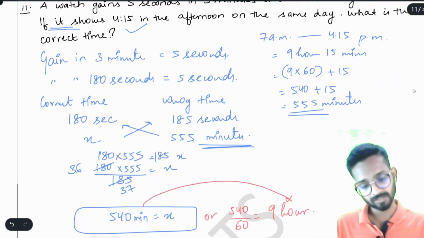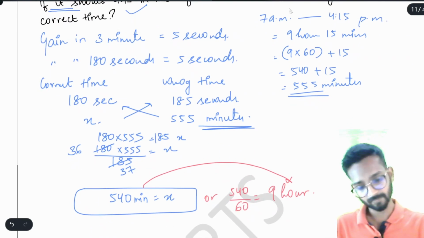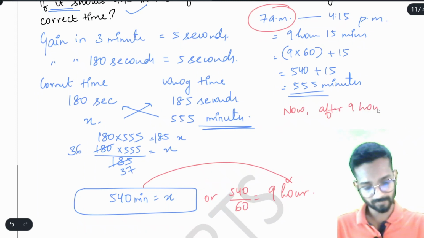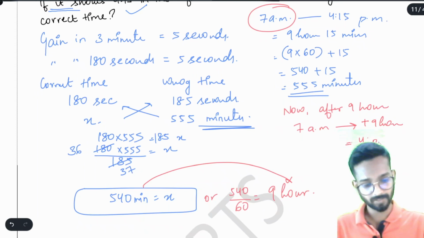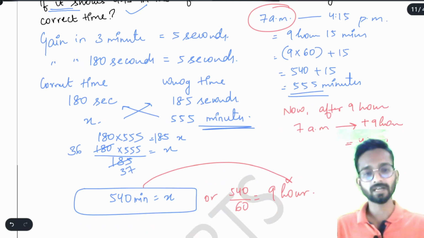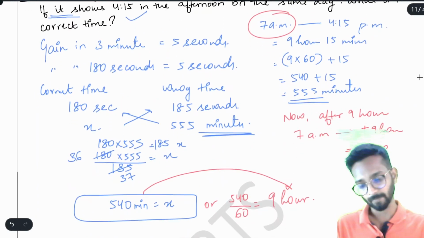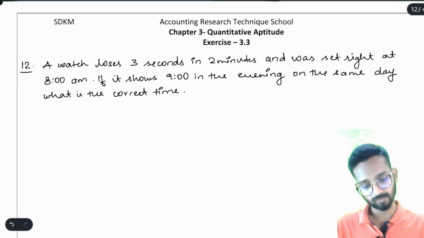So the watch started at 7 am. So now after 9 hours, 7 am will become 7 am plus 9 hours, that is 4 pm. It will be exactly 4 pm. Understood? This is the correct time. Now, moving further to the next question.